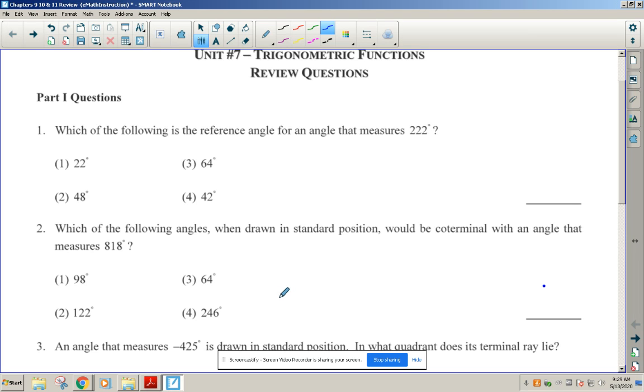Hello, ladies and gentlemen. Here is the review sheet for our trig unit. Now, the one thing I need you to do is make sure that you have all your lessons 1 to 11 with you when you work on this trig review, and then especially when you begin your test, which starts on Friday and goes through Sunday.